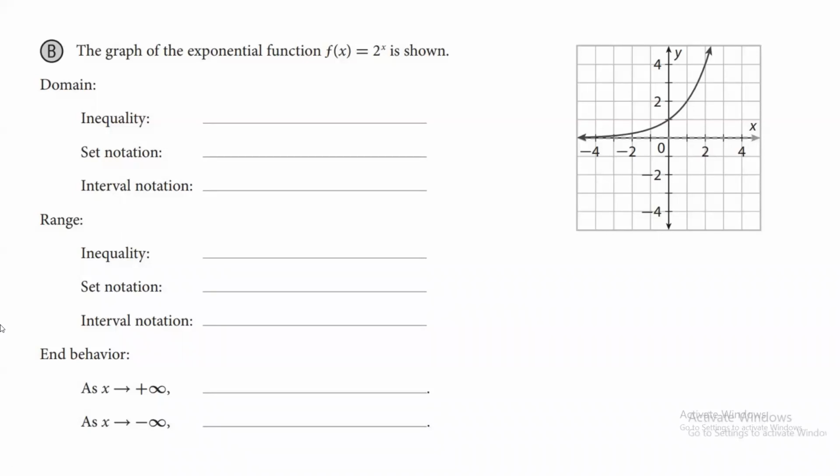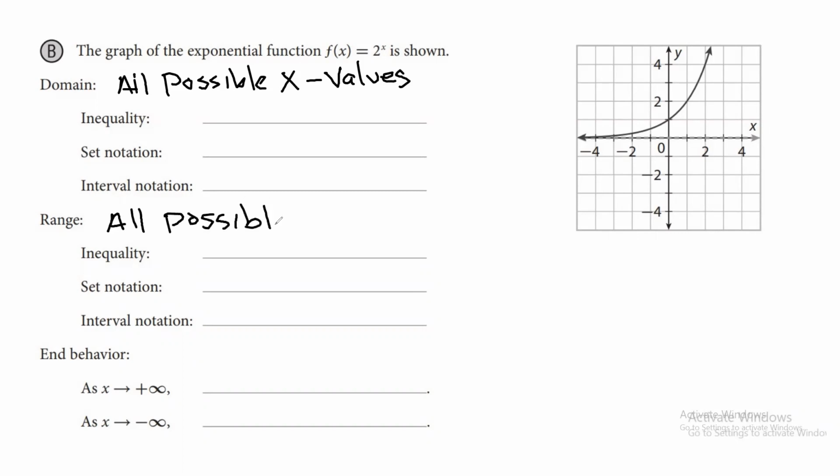We haven't talked about domain and range yet, but it's on here. It should be somewhat of a review for this class. In general, domain means all possible x values. Range means all possible y values. Okay, and we're going to put those in intervals.